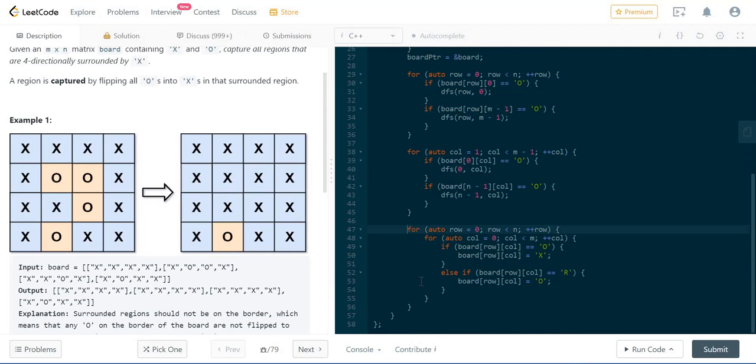And now here we are again going through this grid, and if a particular cell is O, then we are marking it as an X. If it is R, which we flagged initially, then we are marking it back as O. So yeah, this is how the question will be done.